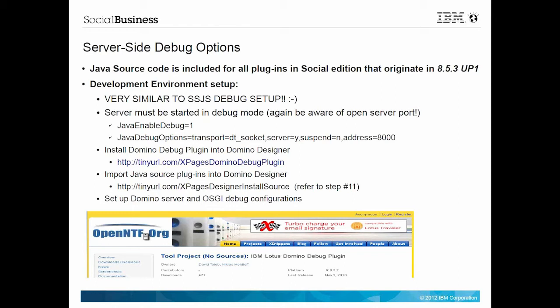And there's some setup here for those who will be looking at the slides later. There are some setup steps in this slide that illustrate exactly how you would debug Java code. It's very simple. You just need to download an extra plugin from OpenNTF, which is the Domino debug plugin, and then with some simple setup steps you import a project into your Designer workspace, and in the space of a few minutes you can get debugging the Java code.